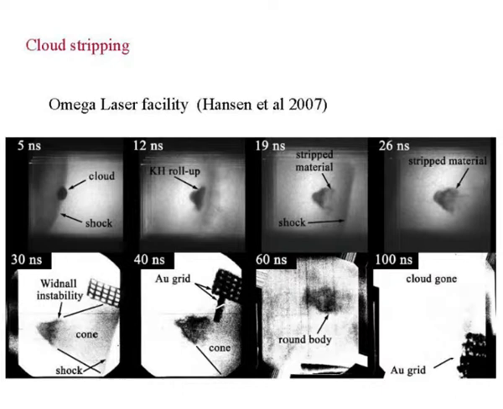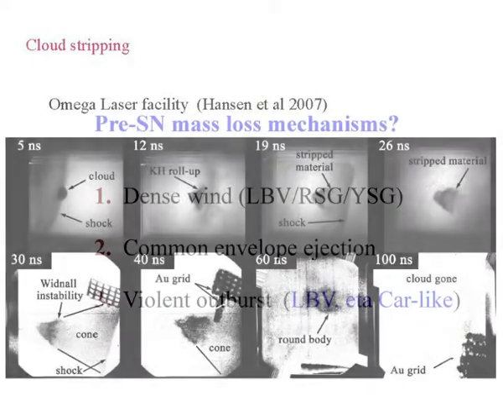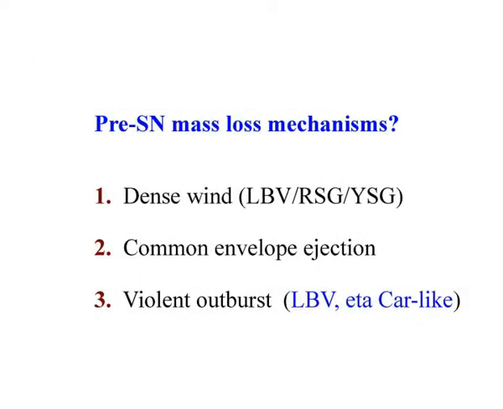And a big question, of course, is the presupernova mass loss mechanism. We don't know very much about this. We may just suggest that it might be a dense wind of luminous blue variables like Eta Carinae, red supergiants, or yellow supergiants, or sometimes hypergiants.